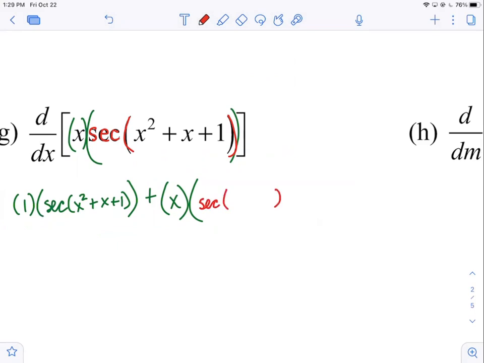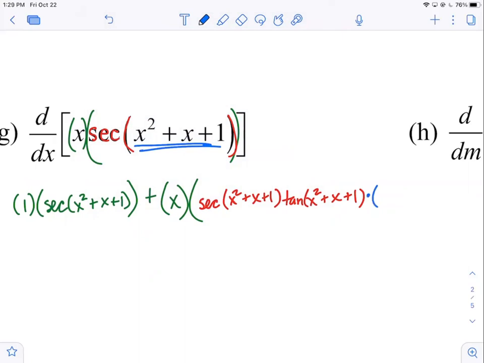Secant blob, tangent blob. The derivative of secant is secant tangent, and it's got to be the same blob. Yeah, secant tangent is the same as tangent secant. But it's the same blob. They both get the blob. The derivative of secant of blob is secant blob tangent blob times the chain rule, right? It's got its own inside function.